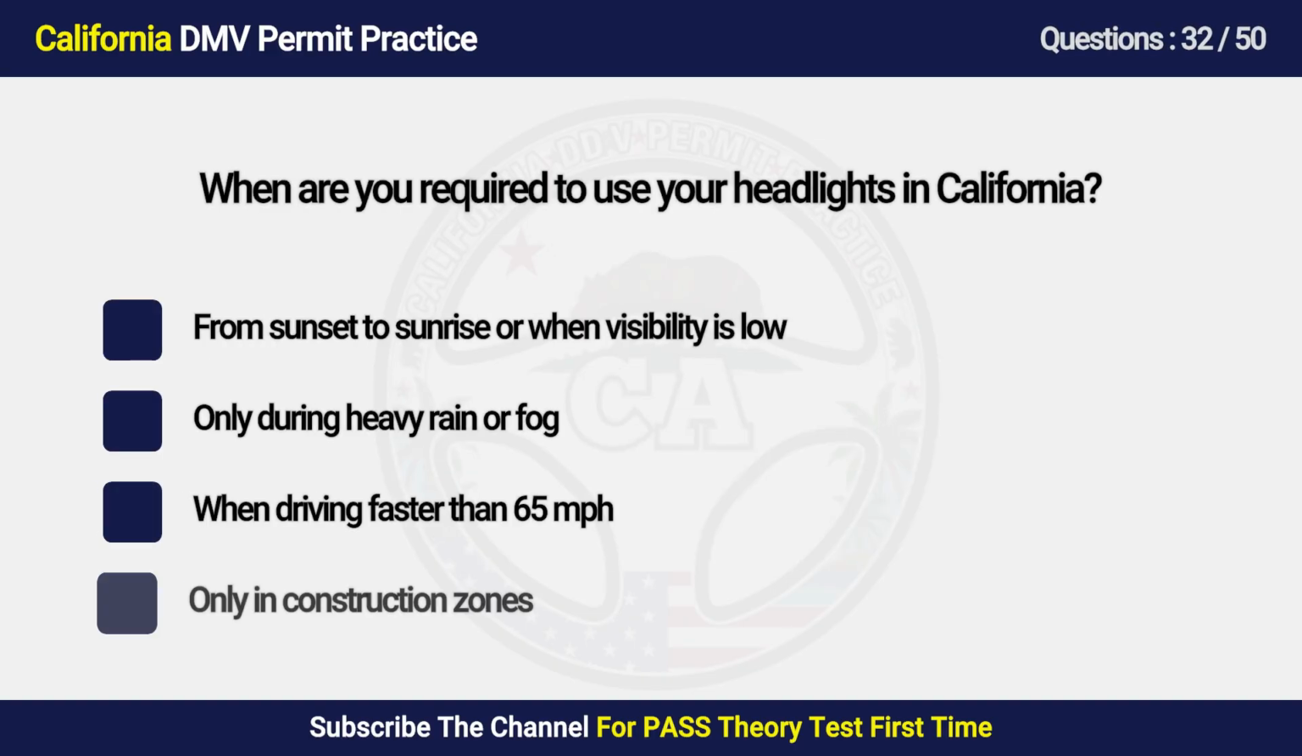Question 32. When are you required to use your headlights in California? A. From sunset to sunrise or when visibility is low. B. Only during heavy rain or fog. C. When driving faster than 65. D. Only in construction zones.